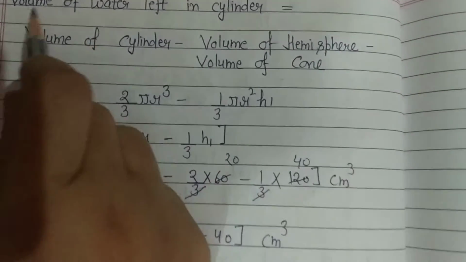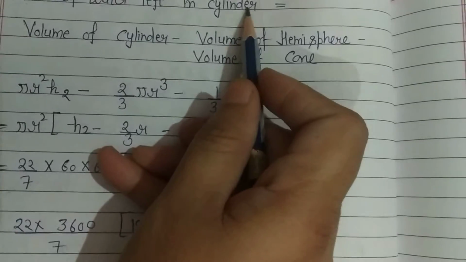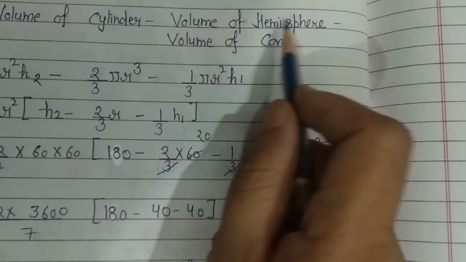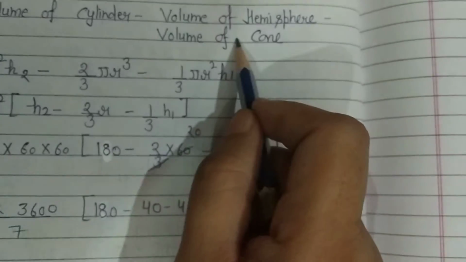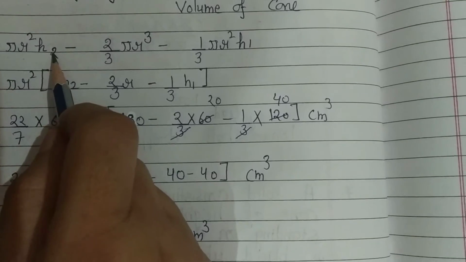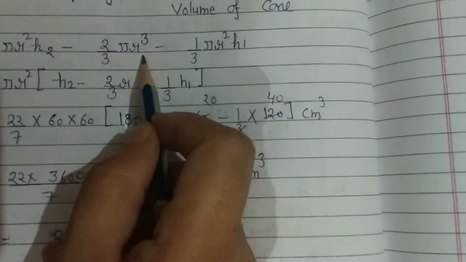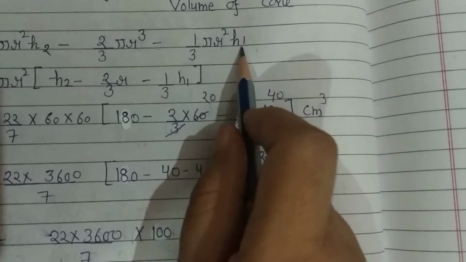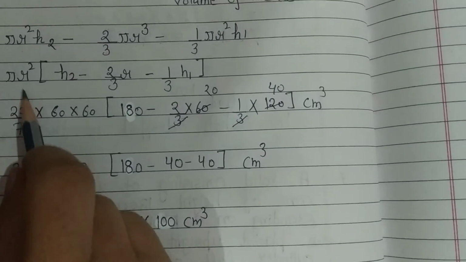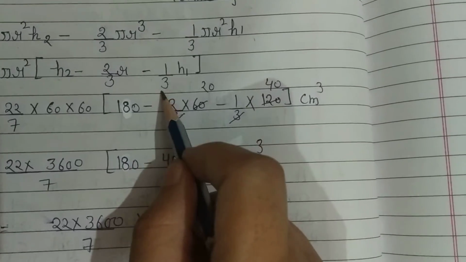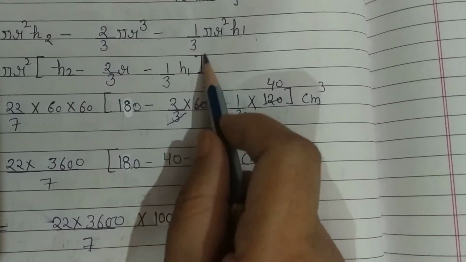Now the volume of the water left in the cylinder will be equal to the volume of the cylinder minus the volume of the hemisphere minus the volume of the cone. Now pi r square h2 minus 2/3 pi r cube minus 1/3 pi r square h1. Now the radius is the same, so I have taken pi r square as common. H2 minus 2/3 r minus 1/3 h1. This will be in the bracket.